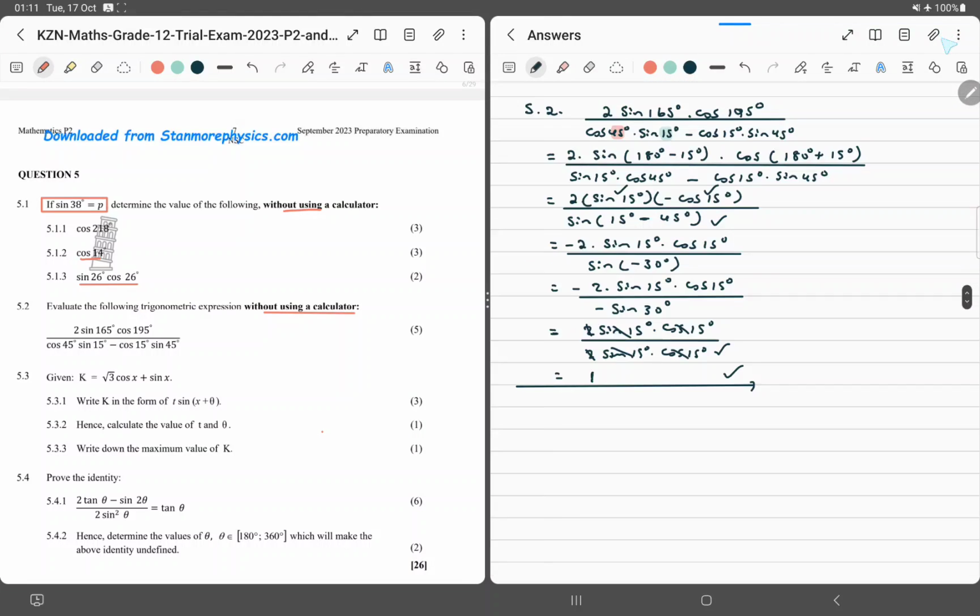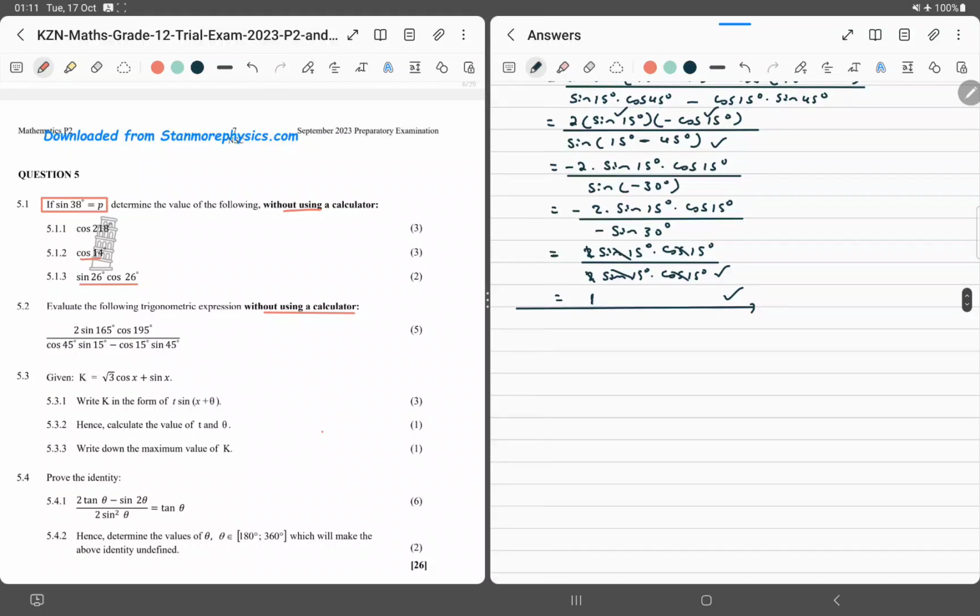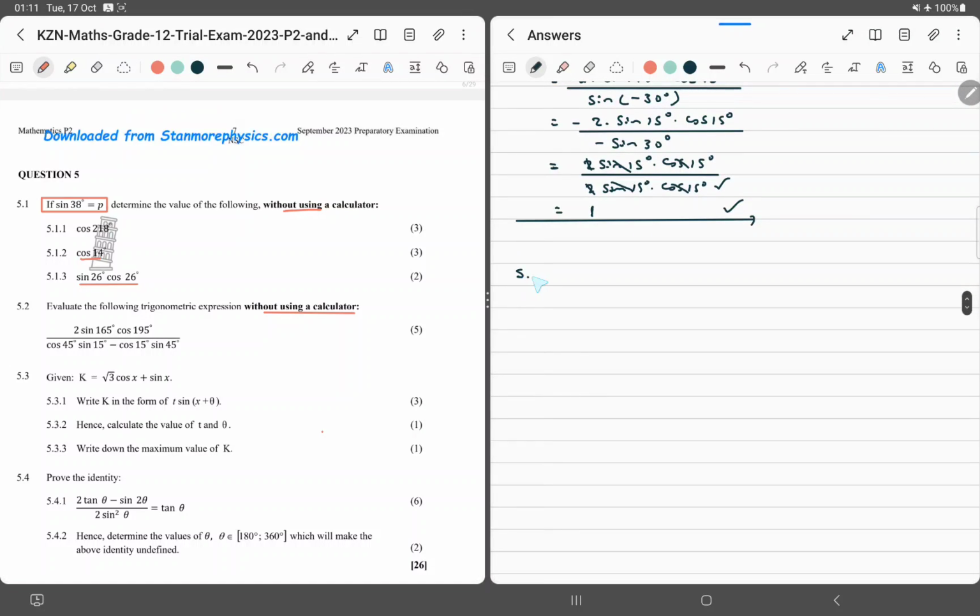So let's move. Okay guys, so that was an easy question. So let's get to 5.3. We are given k is equal to square root of 3 cos x plus sine x, and then we are told here, write k in this format. Now we can see here, this was an expanded form of some kind of compound angle. Here we are contracting it.